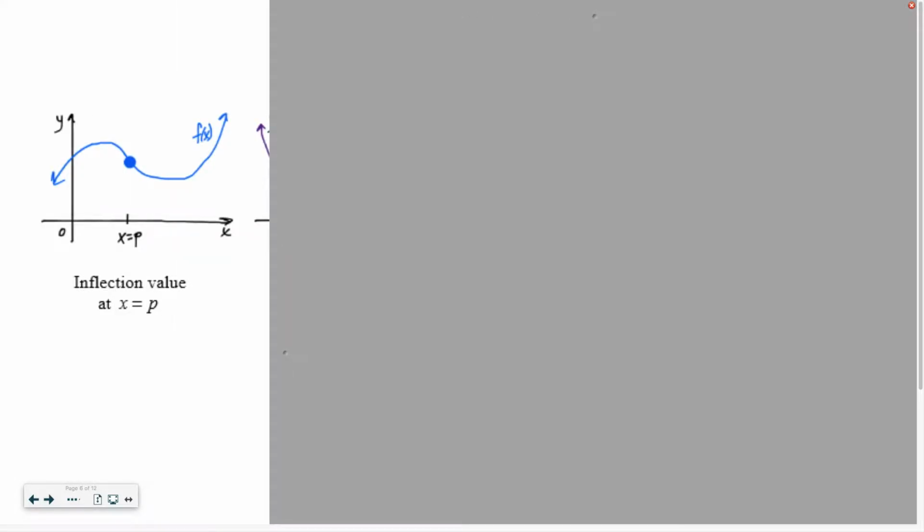All right, so here we go. At P, we have an inflection point. We change from concave down to concave up. Here, our second derivative would be 0.